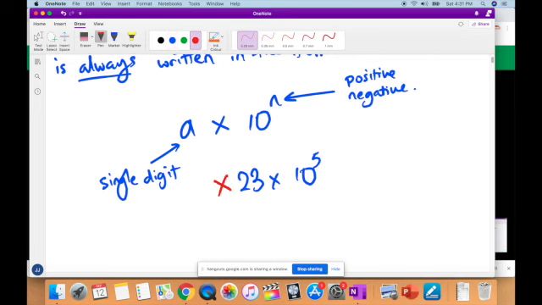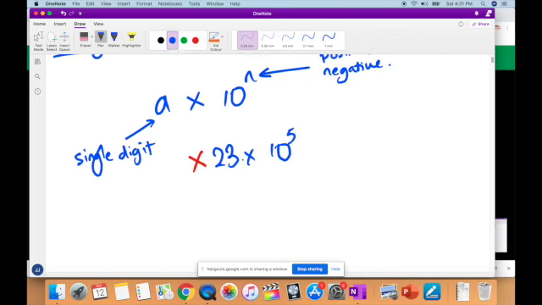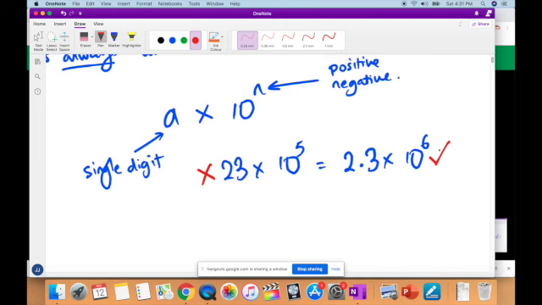What could we do to change this to standard form? Write it as what? I could write it as 2.3 by 10 to the 4. No, it's not 4. It's 2.3 by 10 to the what? 6. Yes. 1, 2, 3, 4, 5, and then this will be 1, 2, 3, 4, 5, 6. Yes, by 10 to the 6. So this is correct. Caitlin, you understand this part?